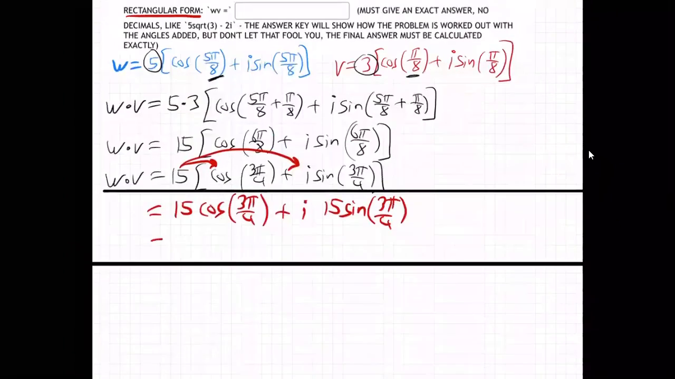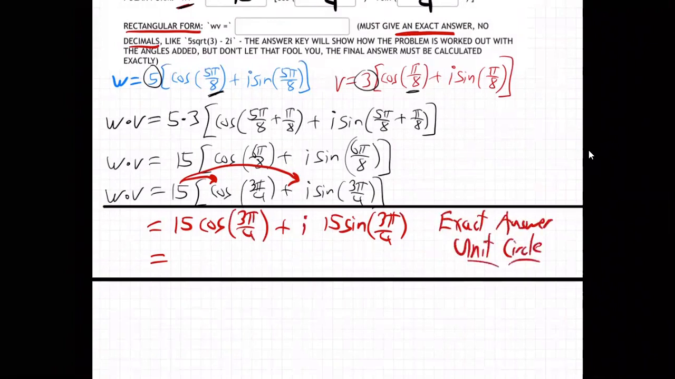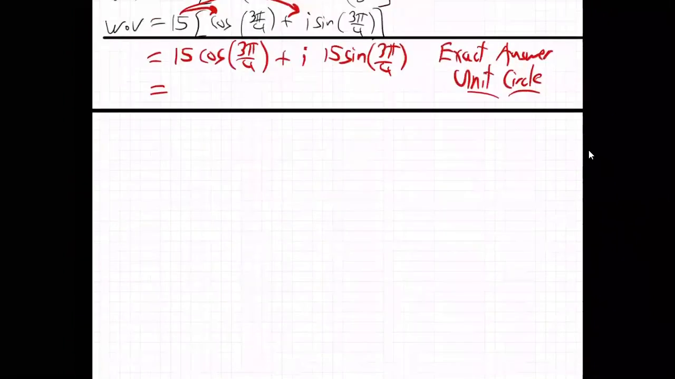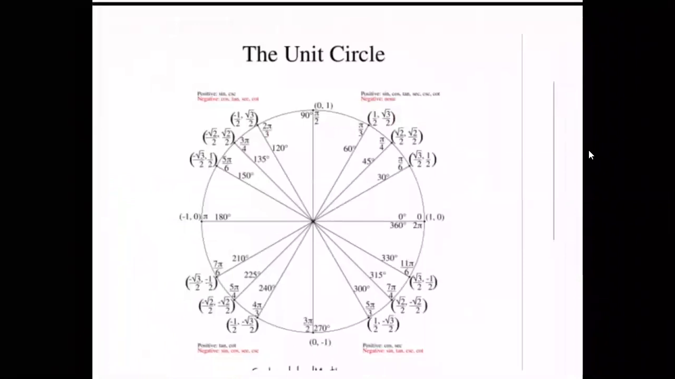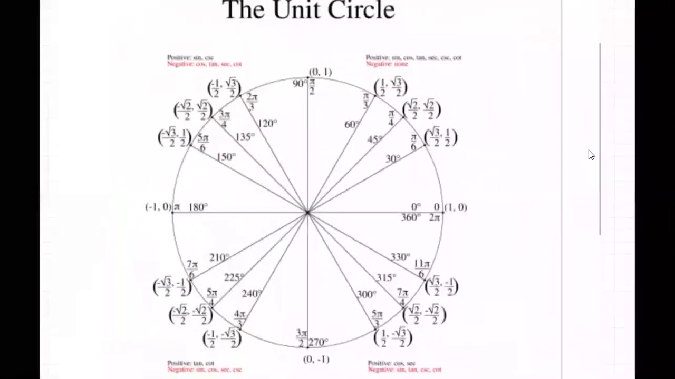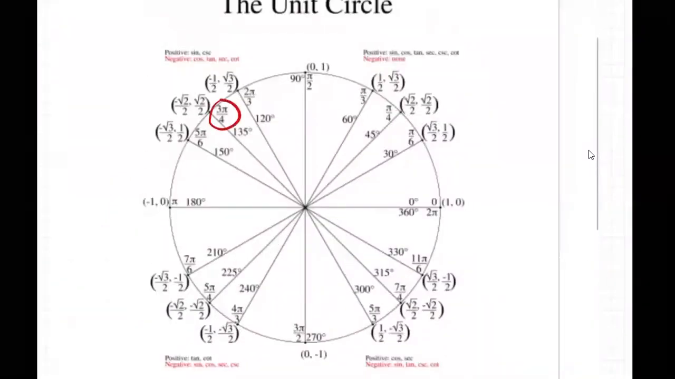Normally we just hit the buttons on our calculator and get a decimal, but remember what they said here, we must give an exact answer, no decimals. So how do we get an exact answer like roots? Unit circle, remember, that's where we always get our exact answers. Let me pop in the unit circle for us. We want 3 pi over 4. Where's that? Right over here.